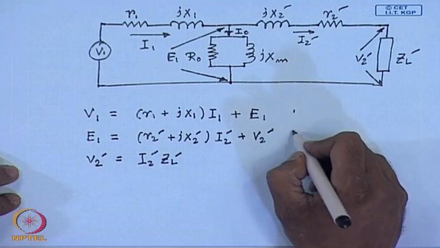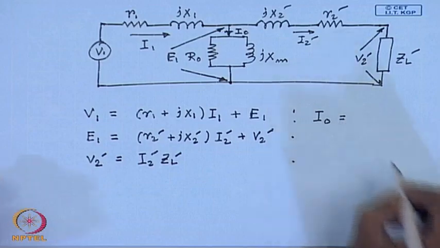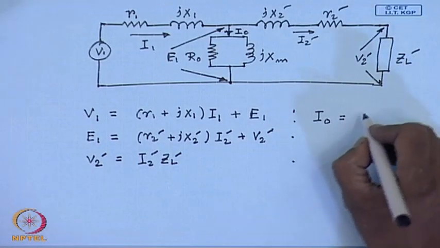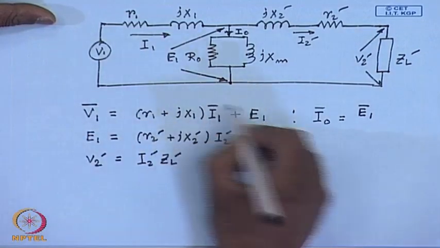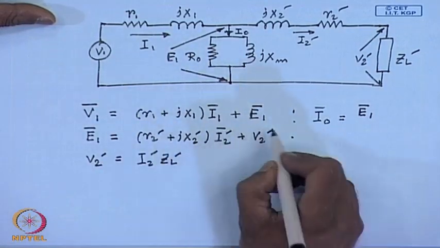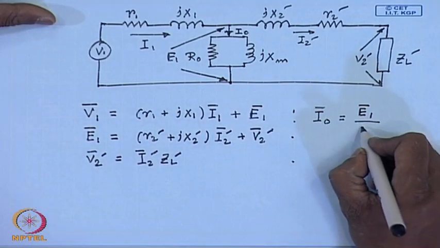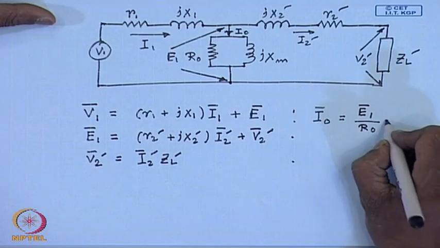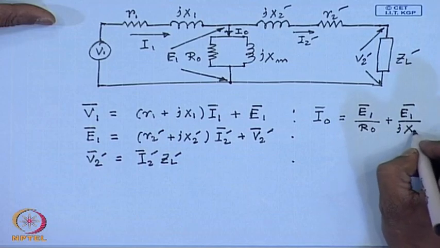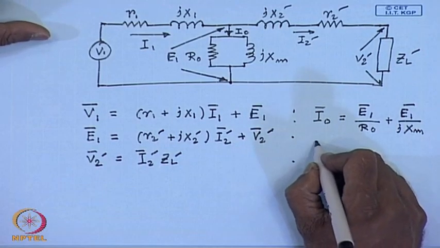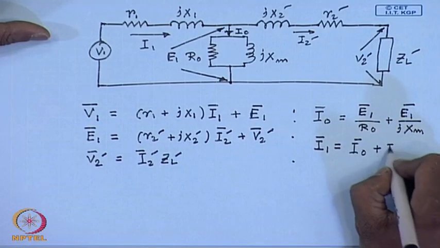Similarly, I 0 equal to E 1 by R 0 plus E 1 by j x m, these are all phasors, and I 1 equal to I 0 plus I 2 dash.